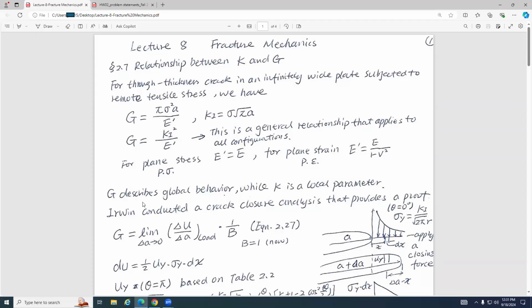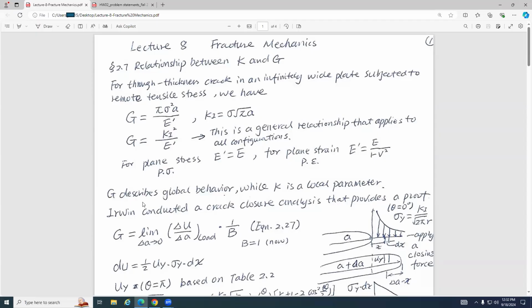Understand, guys? So you need to have this concept. E prime is the effective Young's modulus. It depends upon whether the problem you are solving is plane stress or plane strain. Okay? So keep this in mind.